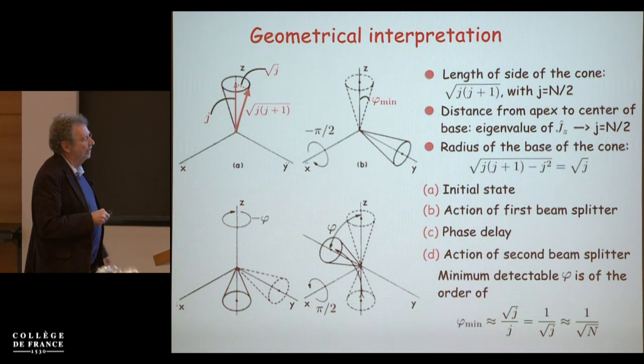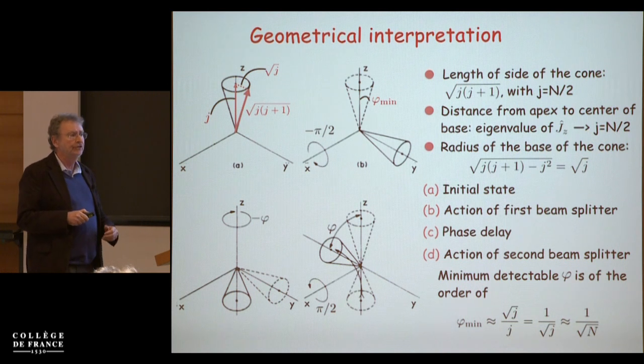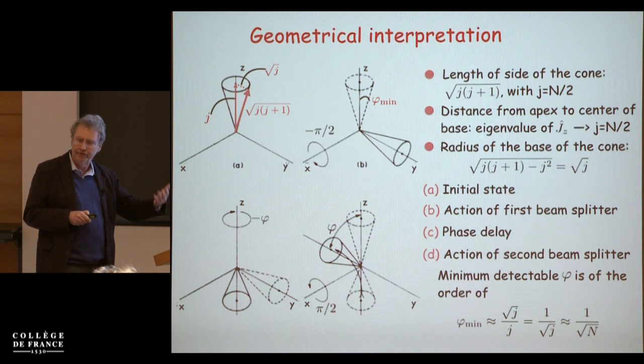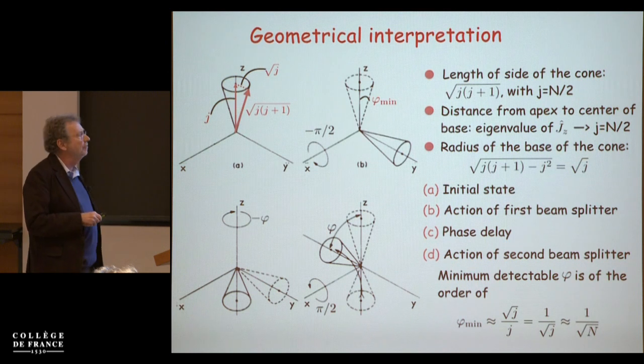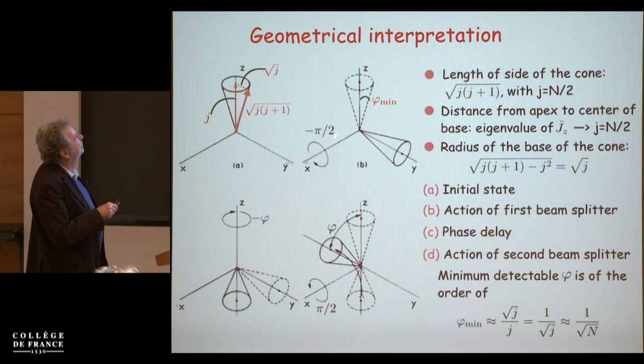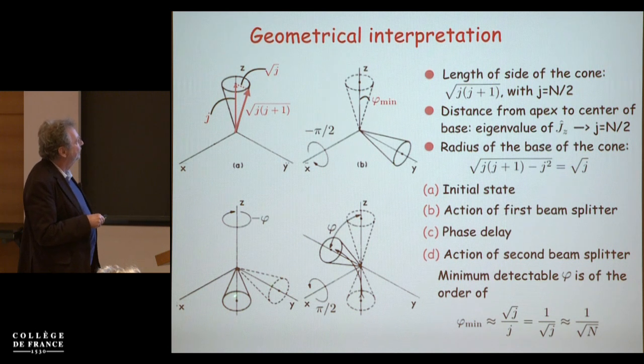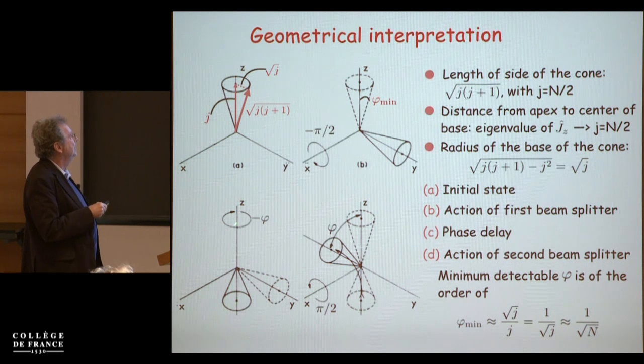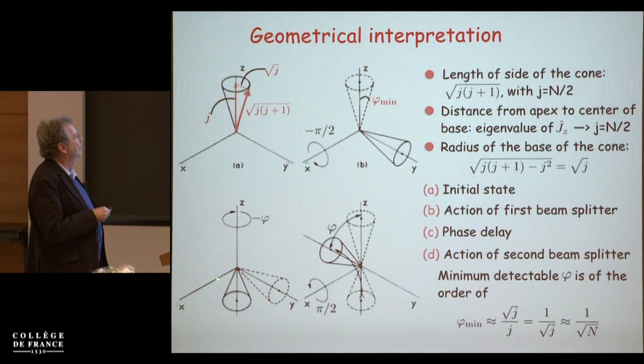Now, let's apply to this initial state the sequence of transformations of the beams of the optical interferometer. So first we have a rotation around the x-axis. Then we have a dephasing, which is a rotation around the z-axis. And then we have another rotation in the opposite direction around the x-axis. So this cone goes to this plane here. The axis of the cone goes to the xz plane. So we have a cone like that.